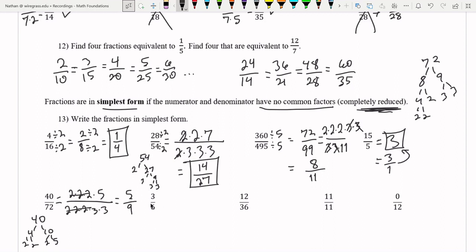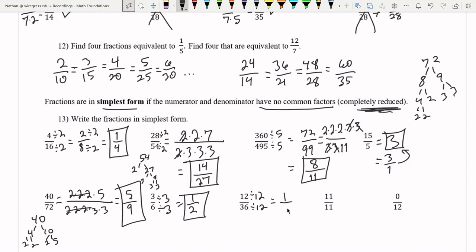3 over 6, I can divide both by 3 to give me 1/2. That's going to be the simplest form. I should be boxing these in. 12 over 36, this one's easy to see if you know the multiples of 12. Divide top and bottom by 12, and we're going to get 1/3. So no need for the prime factorization, just divide it by 12. You can, of course, divide by 2, and then divide by 2 again, and then you'll be able to divide by 3. That's the same thing.